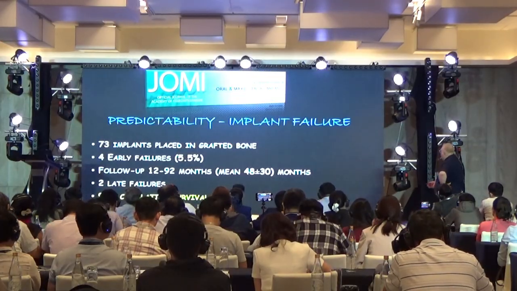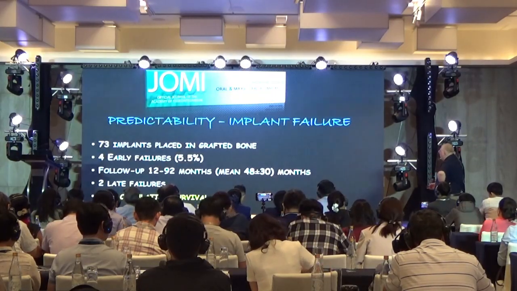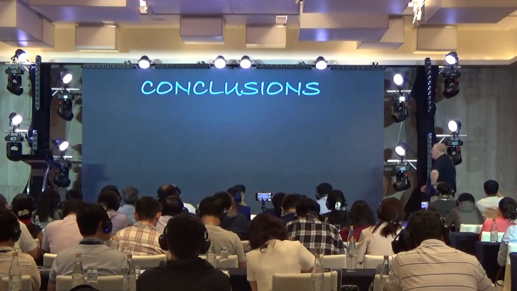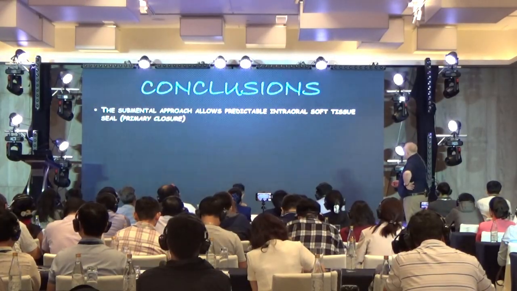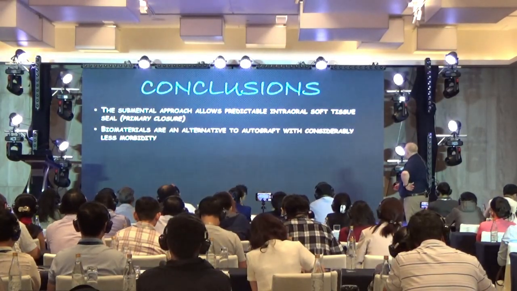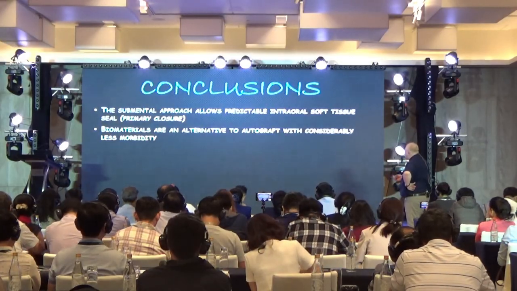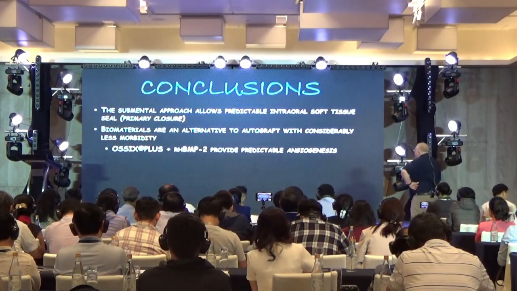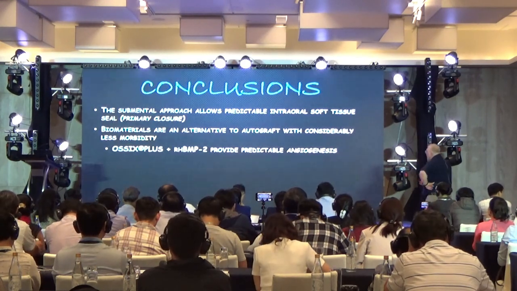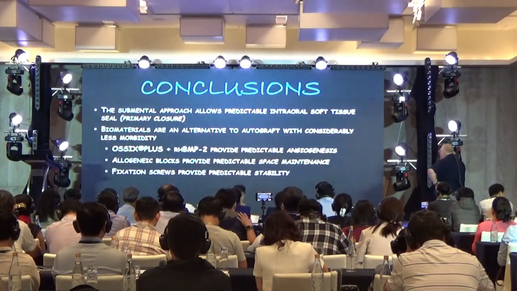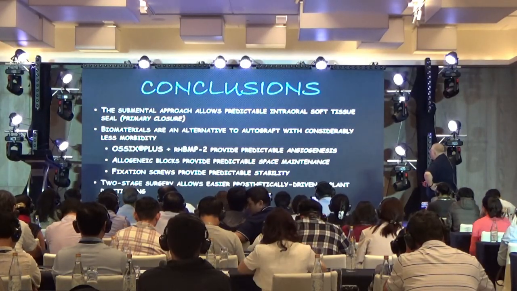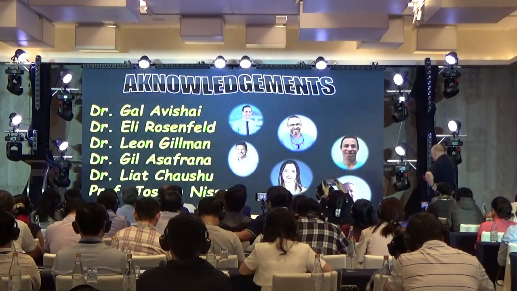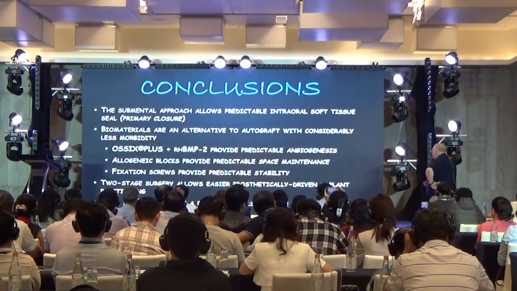We placed 73 implants. We had 4 early failures, 2 late failures, and a CSR of 92%, which is very nice. So the submental approach is predictable. The biomaterials are a good alternative to autogenous bone. A combination of O6+ and BMP2 provides predictable angiogenesis. The blocks give you space maintenance. The fixation screws are nice. Implants are good. Most of the implants here were MIS implants.